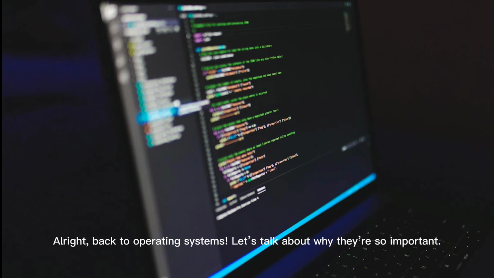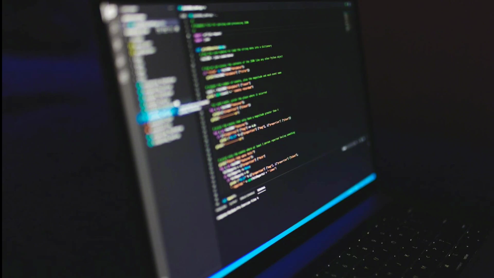All right, back to operating systems. Let's talk about why they're so important. First and foremost, the OS manages resources. Your computer has a finite amount of processing power, memory, and storage. The operating system ensures these resources are used efficiently, so you can run multiple applications without overwhelming the hardware.